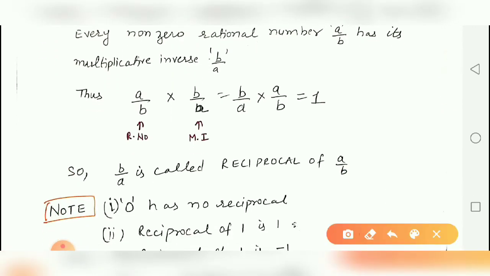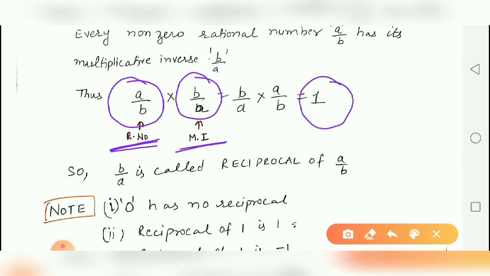Now this is explained through this a upon b. If a number is multiplied by its reciprocal, this is a given rational number and this is its multiplicative inverse or its reciprocal, the answer will be 1, and this b upon a is called the reciprocal of a upon b. It means that if a number is multiplied by its reciprocal, the answer will be 1.